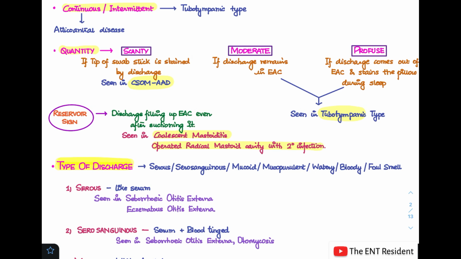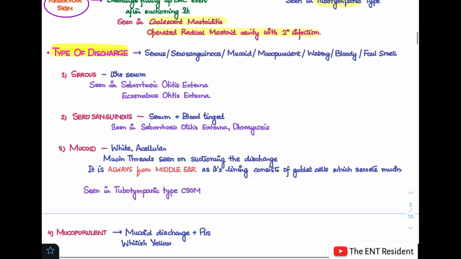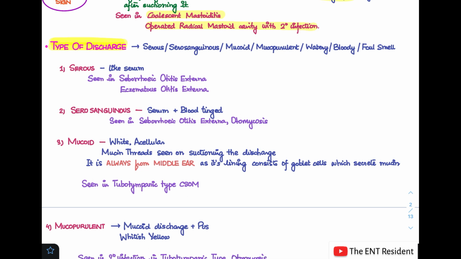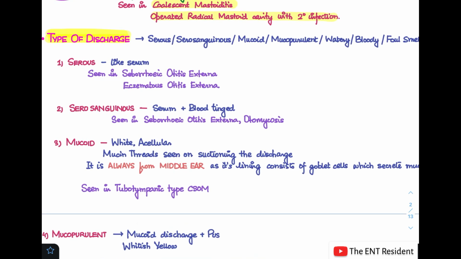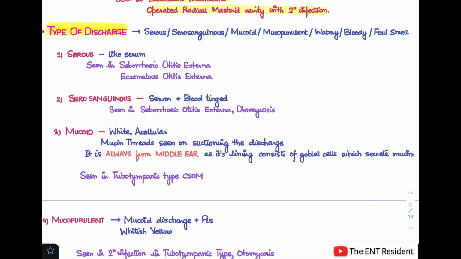Now that we have talked about quantity of discharge, next would be the type of discharge the patient is complaining of, and each type has its own causes. So the discharge can be either serous, serosanguinous, mucoid, mucopurulent, watery, bloody, or have a foul smell. Now what is a serous discharge? The serous discharge is one that looks like serum. This is seen in seborrheic otitis externa, eczematous otitis externa. Serosanguinous discharge is when it looks like serum but it is blood tinged as well. This is seen in seborrheic otitis externa and otomycosis cases.